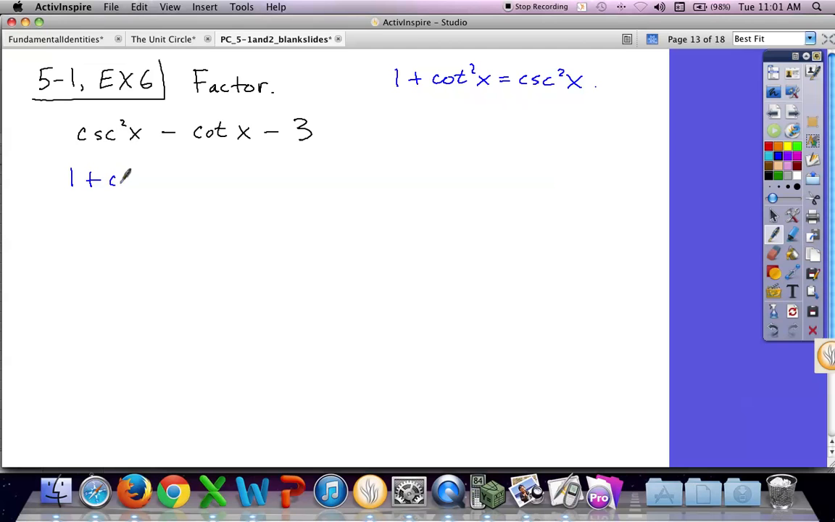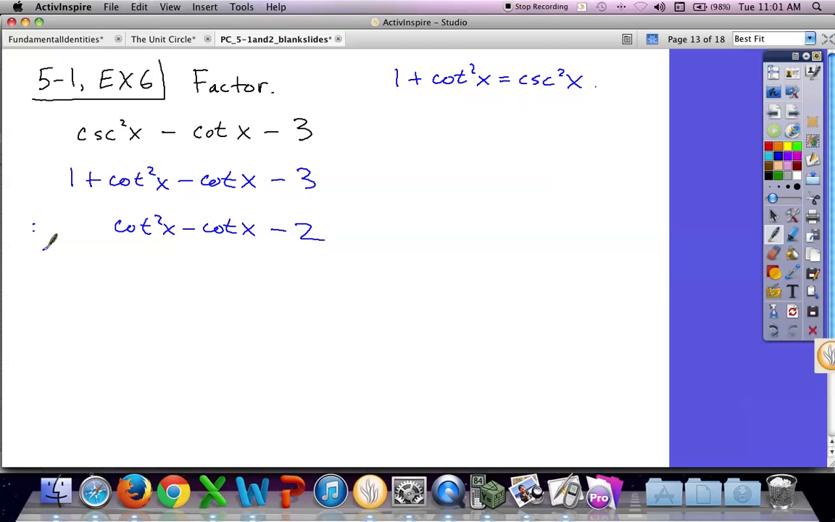1 plus cotangent squared x. And I still have this minus 3. And then I've got a couple terms I can combine. Right? That would be minus 2.